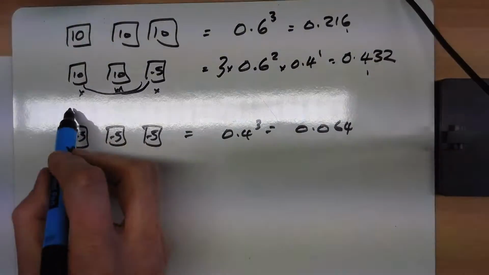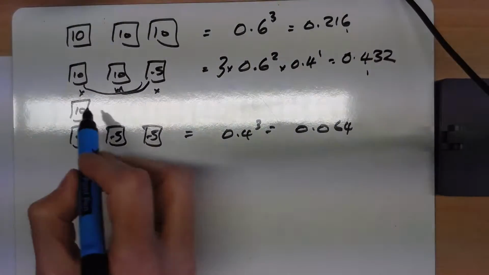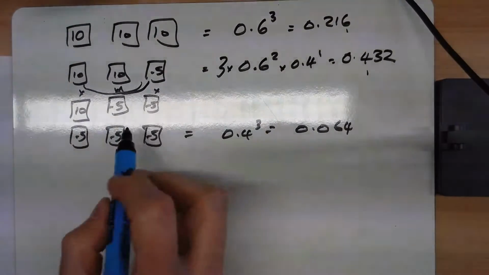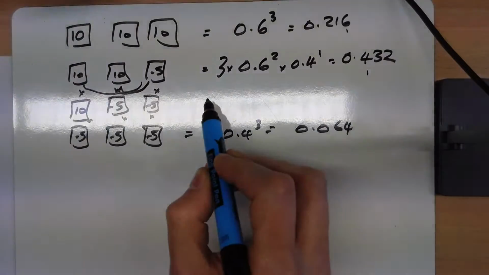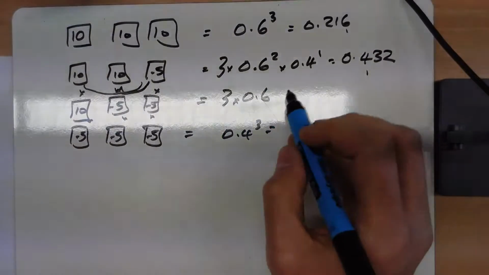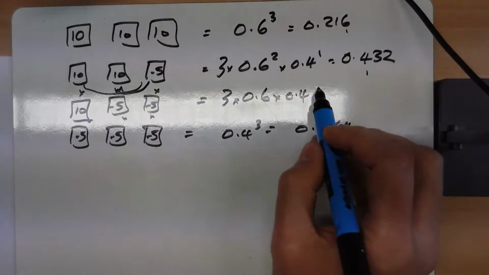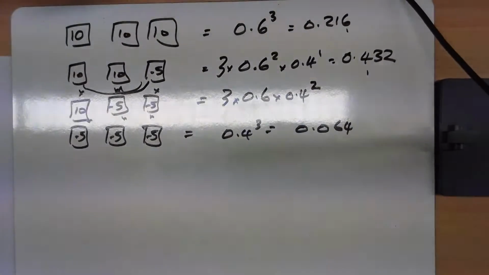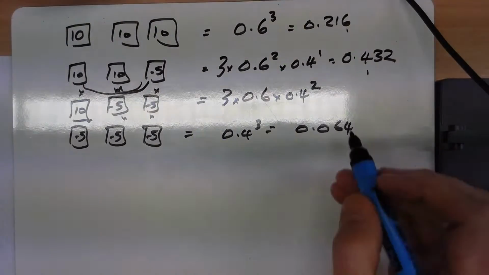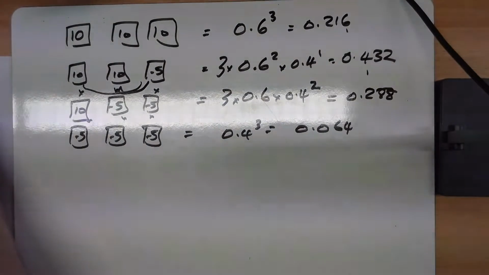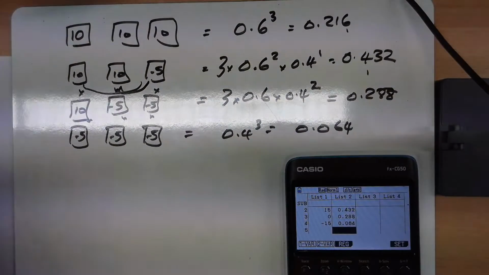But let's actually think it through. That would be getting 1 of them right and 2 of them wrong. And again, there's 3 different ways of doing that. So it's 3 times 0.6 for 1 right and 0.4 for 2 wrong. Tap that into your calculator and you can get the answer 0.288. So there's all the probabilities fixed for the first bit.